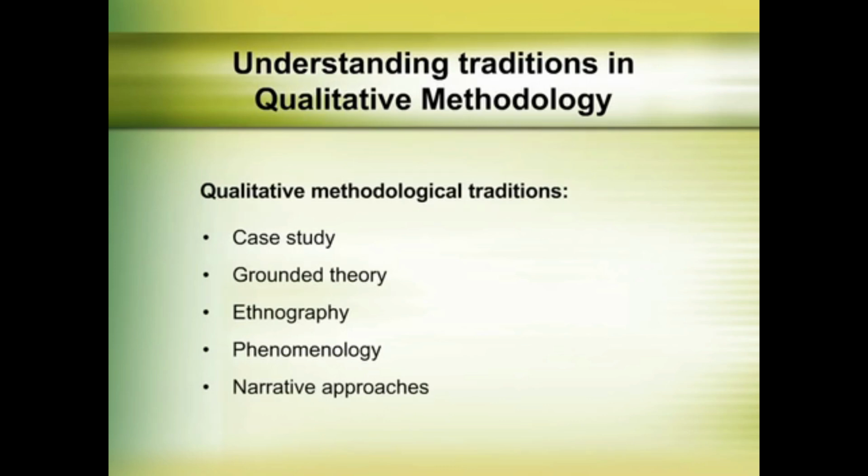Methodologies come out of different social sciences. For example, ethnography has its roots in anthropology, while grounded theory got its start in sociological research. Phenomenology is rooted in the philosophy of phenomenology.